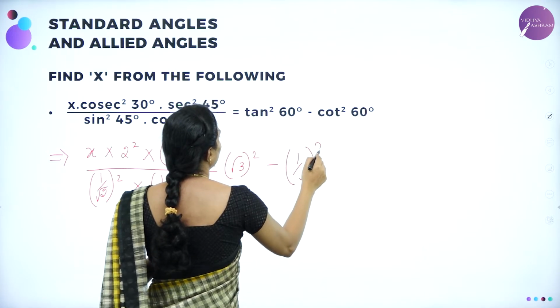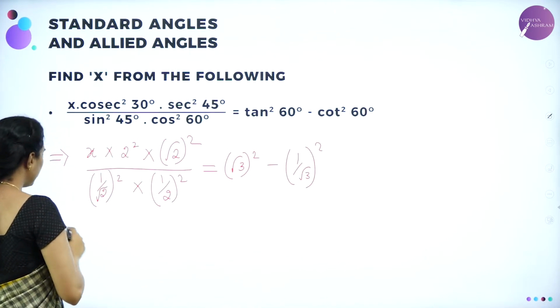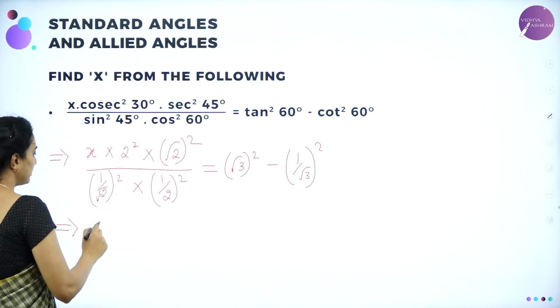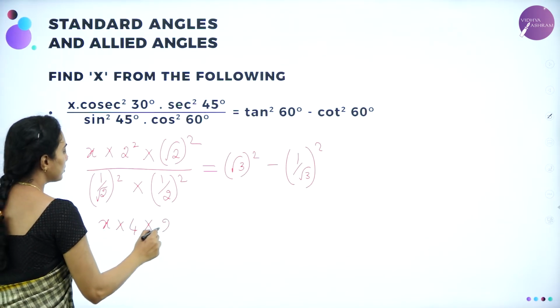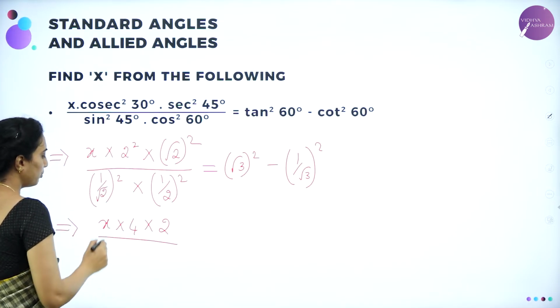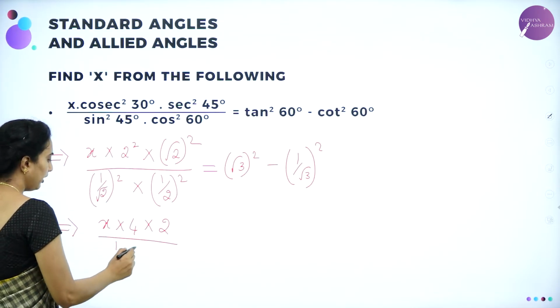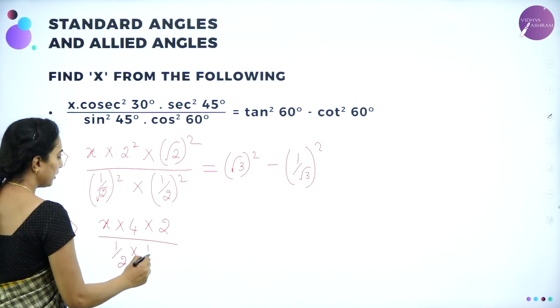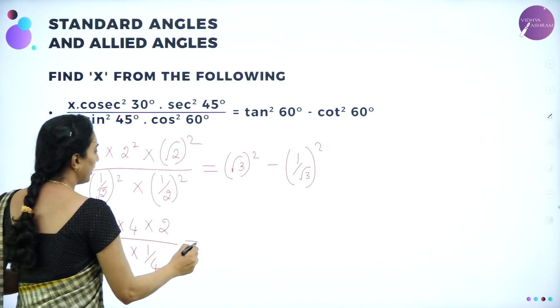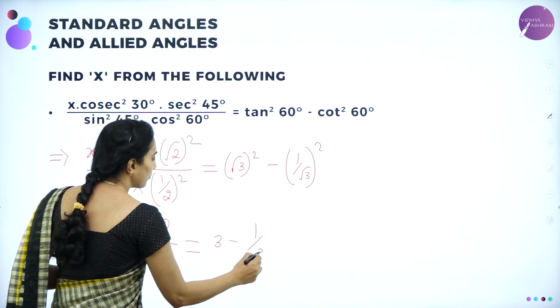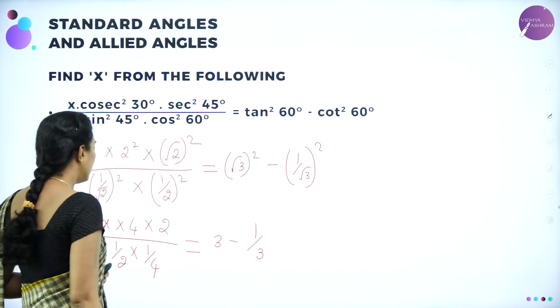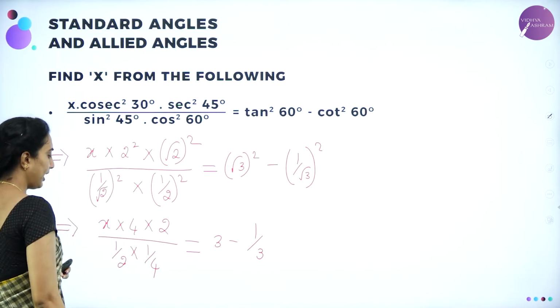So therefore you can solve this one, which implies x into 2 squared is nothing but 4 into (root 2) whole squared is 2, divided by (1 by root 2) whole squared is 1 by 2 into (1 by 2) whole squared is nothing but 1 by 4, which implies (root 3) whole squared is 3 minus (1 by root 3) whole squared is 1 by 3. Right? So therefore, you can do the cancellation here.